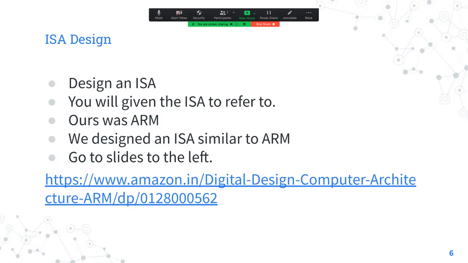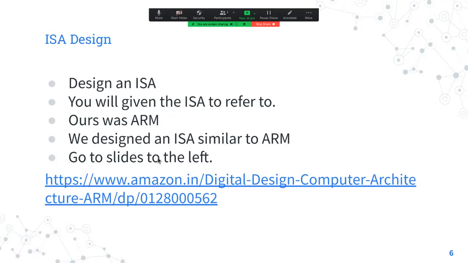Also, you will refer to one particular ISA, which your team will be given: ARM or RISC-V or MIPS. You will be using these as a base, and then build an ISA on top of that, similar to whatever they have. So the goal is to design an ISA, and you'll be given an ISA to refer to. Like I said, ours was ARM, so our ISA is based on ARM.